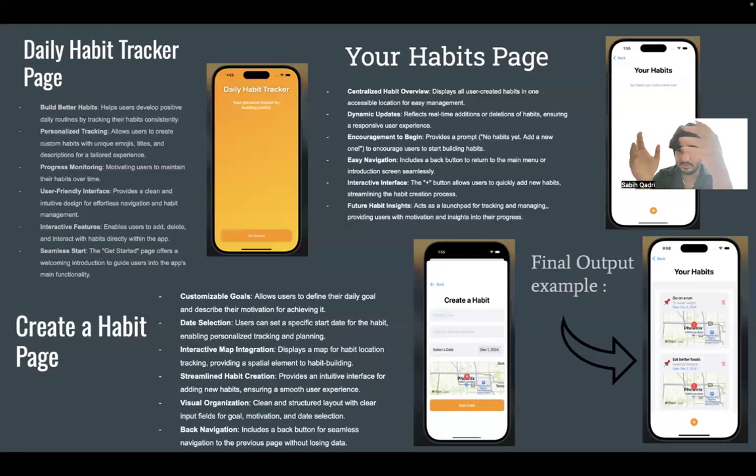So when you're adding the habits, it's in real time, as you're adding it. Encouragement to begin: it provides a prompt, so no habits yet, add a new one to encourage users to start building habits. It keeps you adding the habits. Easy navigation: it includes a back button if you don't want to do it right now. You can just go back and not add the habit, and do it later.